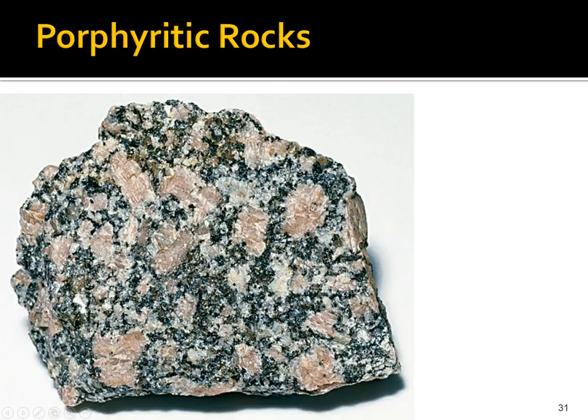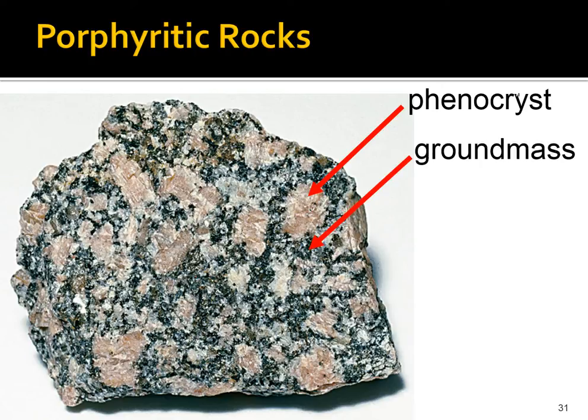Now we have porphyritic rocks. So how are these different than the last textures you've seen? So hopefully you recognize that there are these really big crystals. We call these phenocrysts. And then there's a lot finer crystals. We call this the ground mass. This is a porphyritic texture. So a porphyritic texture is characterized by two different crystal sizes. And this is due to two different cooling speeds.